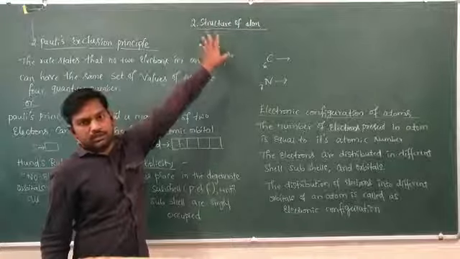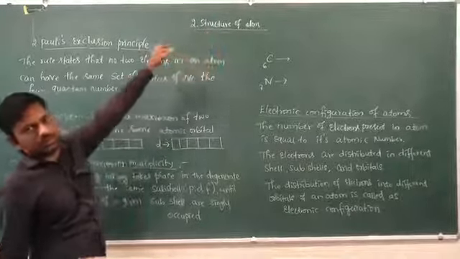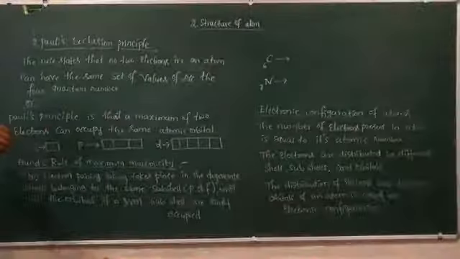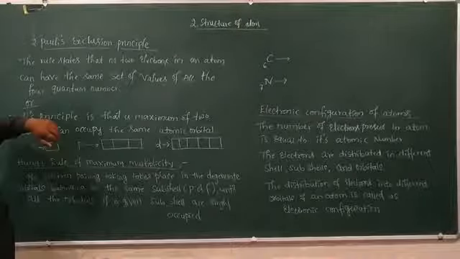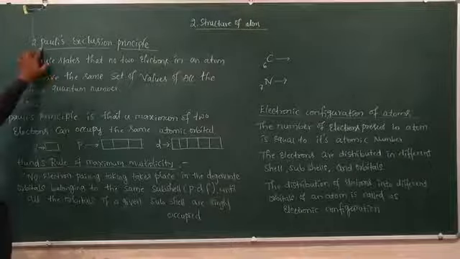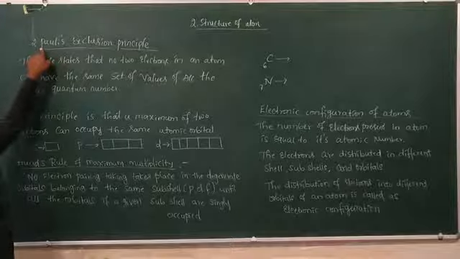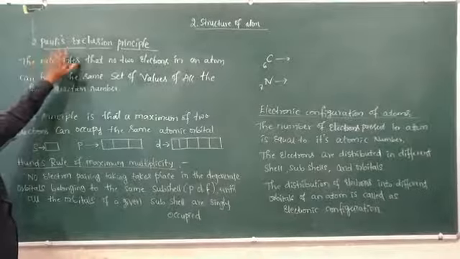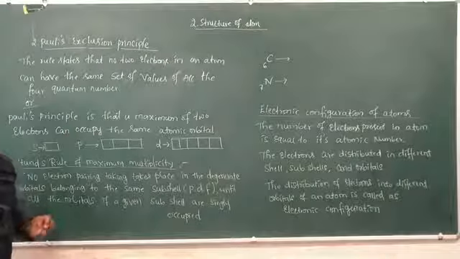This is the last concept: filling the atomic orbitals by the electrons in an atom. The first rule was the Aufbau principle. The second rule is Pauli's exclusion principle.